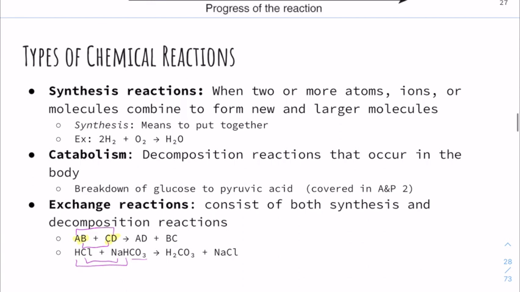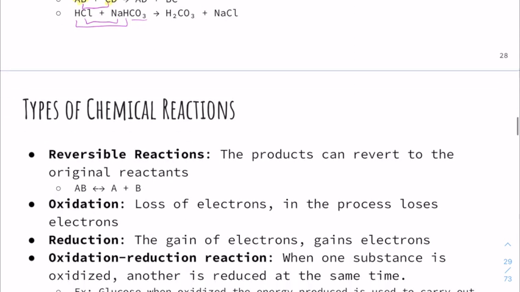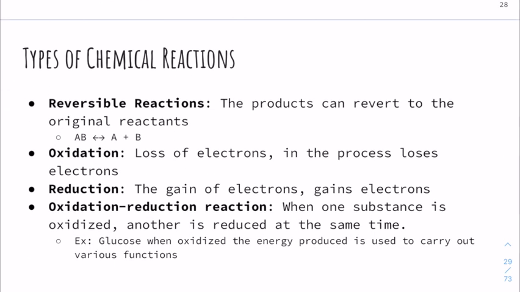Some chemical reactions are reversible, so they can revert back to their original form. Like AB can be split up to A plus B, or it can go back to AB. If we have oxidation, we have a loss of electrons in the process. So in oxidation, we're losing electrons, while reduction is the gaining of electrons. Then we have oxidation-reduction reactions, which are a combination. One of the substances is oxidized and another is reduced at the same time.